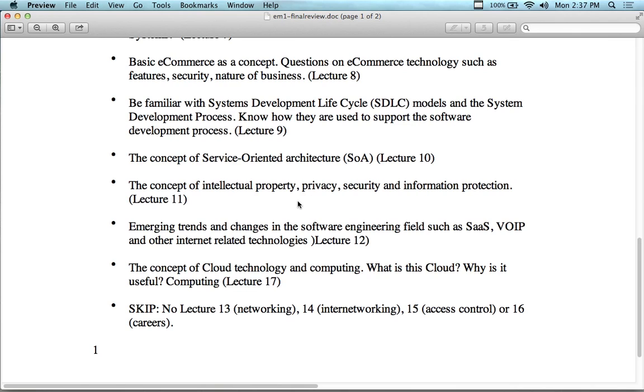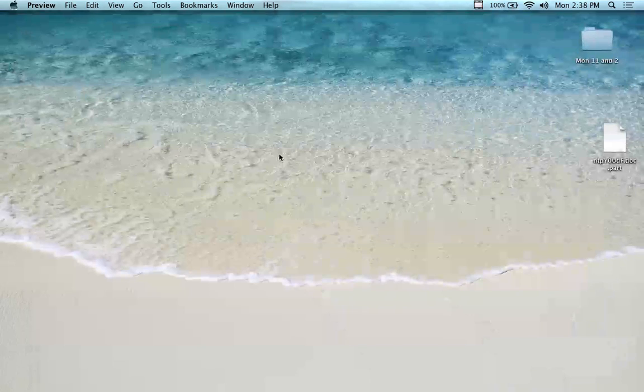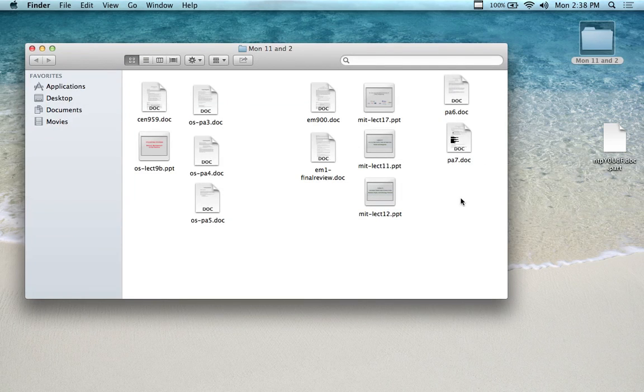Otherwise, you can move on to intellectual property, privacy, security, information protection, which was lecture 11. Remember I covered 11 earlier in the course because I needed to cover it for one of the assignments we were doing. So that was one of the options I could have covered today. Instead, I'm going to cover 17 today. It's the second part of today. We have 11 and then we have 12.